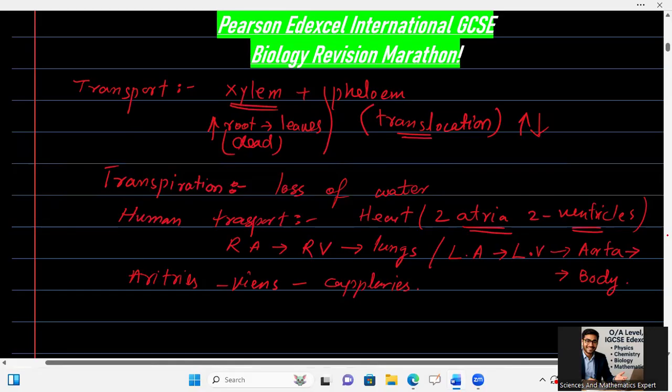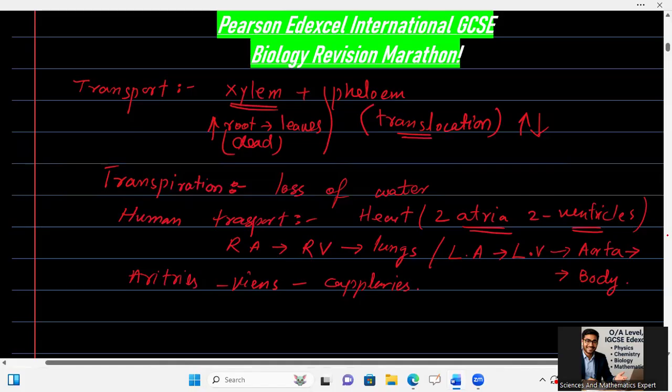In that case, I can say arteries carry blood away from the heart. These have thick, muscular, elastic walls at high pressure, while the veins carry blood towards the heart. These have thinner walls, valves to stop backflow, and low pressure. On the other hand, capillaries are tiny vessels that connect arteries and veins. Their walls are one cell thick for efficient diffusion of substances.